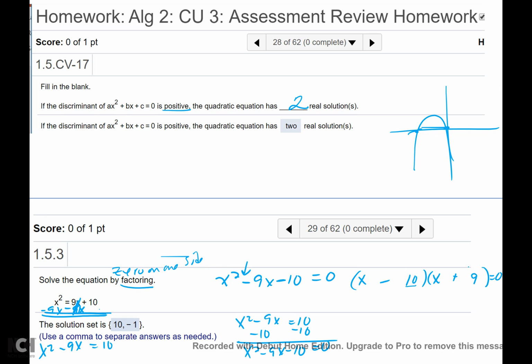And now we can use the zero product property to solve. I'm saying this multiplied by this equals 0, so then either x minus 10 equals 0 or x plus 1 equals 0. Add 10, you get x equals 10. Minus 1, you get x equals negative 1. I'm sorry, 10 and 1, not 10 and 9.